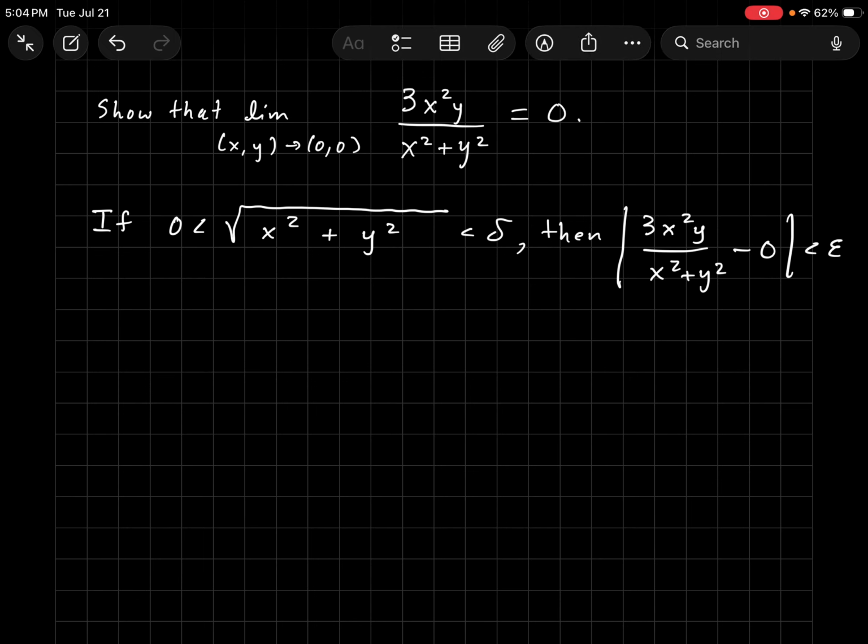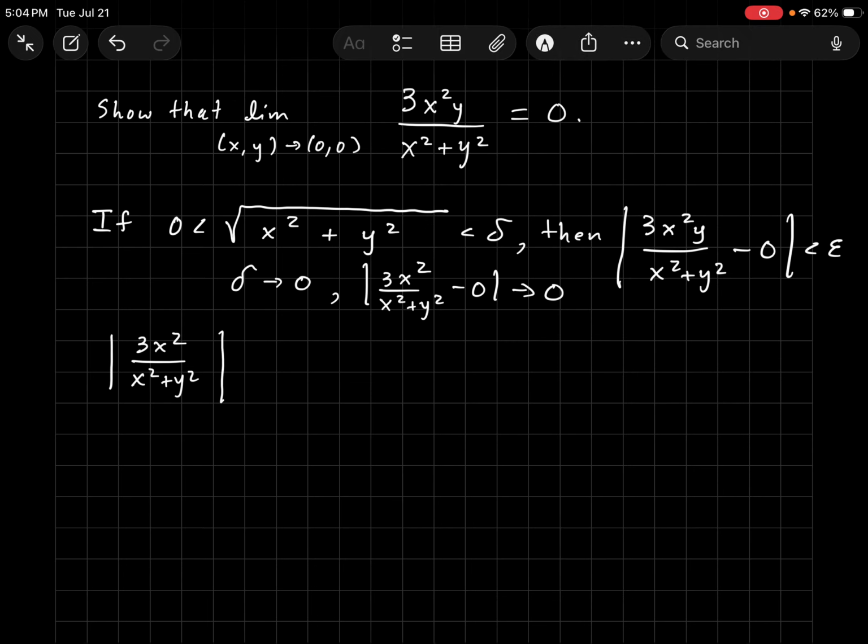I think the best way to think about this is the following. As delta goes to 0, does this thing, 3x squared y over x squared plus y squared minus 0, also go to 0? That's what we're going to try to show. So let's take a look at 3x squared y over x squared plus y squared minus 0, but I don't need to write the minus 0, right?